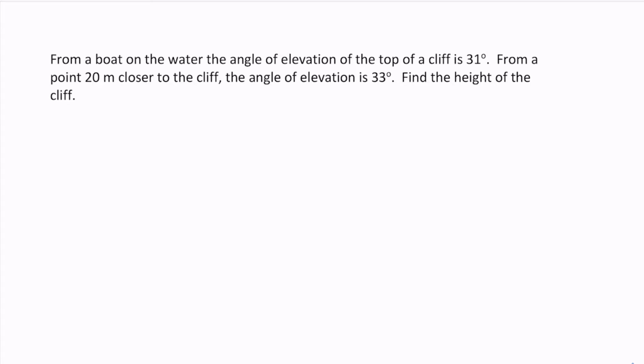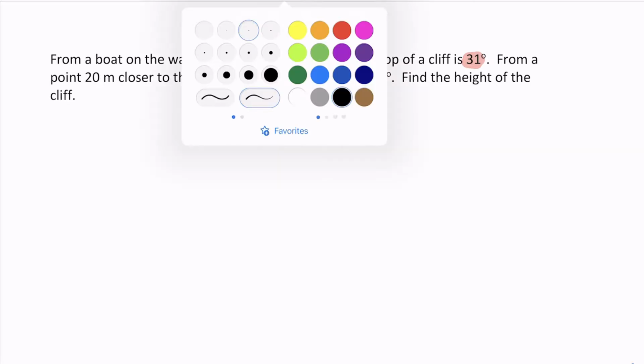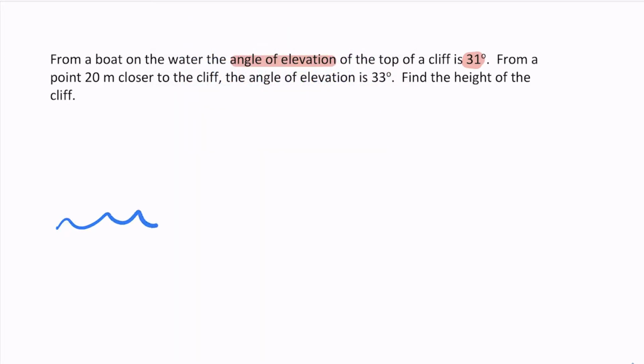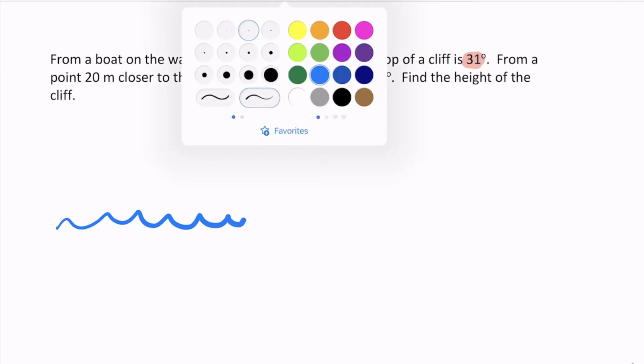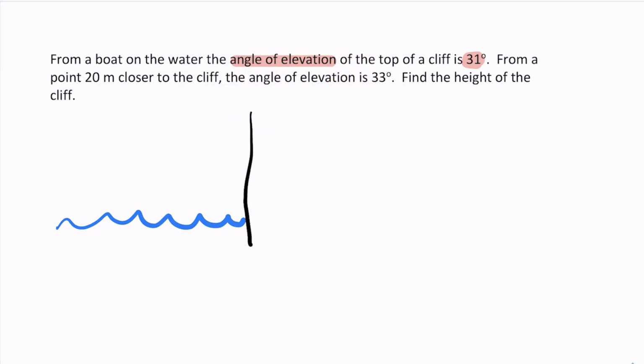From a boat on the water, the angle of elevation to the top of a cliff is 31 degrees. And angle of elevation is another key word here. I'm going to stop there. Okay, so I have water, I'll draw some water there, and I have my cliff, which I will draw as this. There we go. Again, very simplistic, don't want to make it too fancy. And my boat is over here.